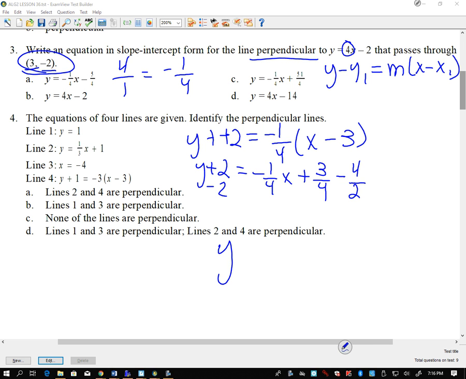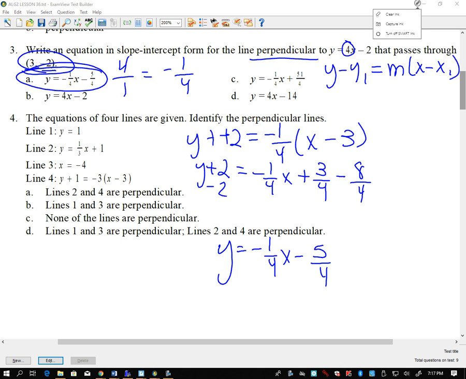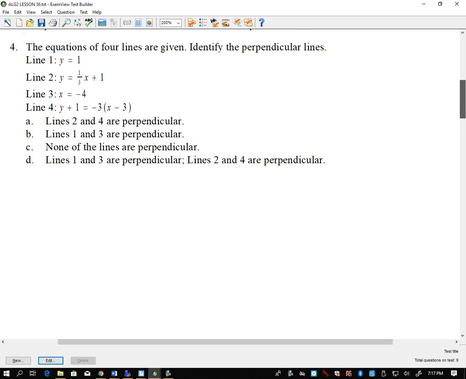So we have y equals negative 1/4 x. We have 3/4. Oh gosh, I messed that up too, didn't I? We didn't take it quite high enough. Let's see, so that would be negative 8/4. All right, 3 minus 8 is negative 5/4. Okay. And that is this answer right here, negative 1/4 x minus 5/4. So hopefully we caught all that. If not, I'm more than happy to sit down with you and go through it a little bit slower.